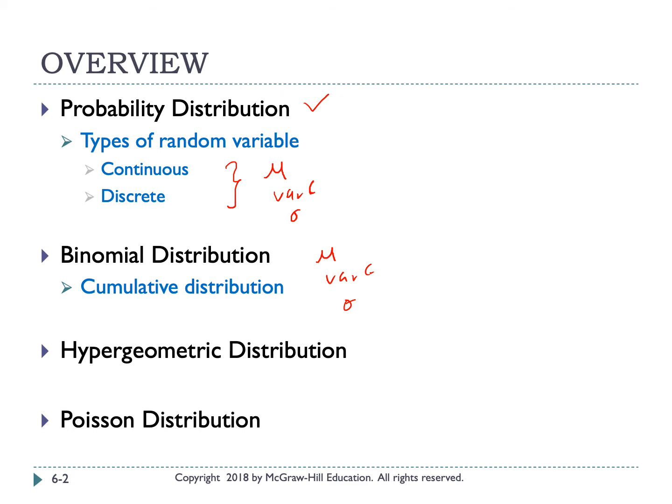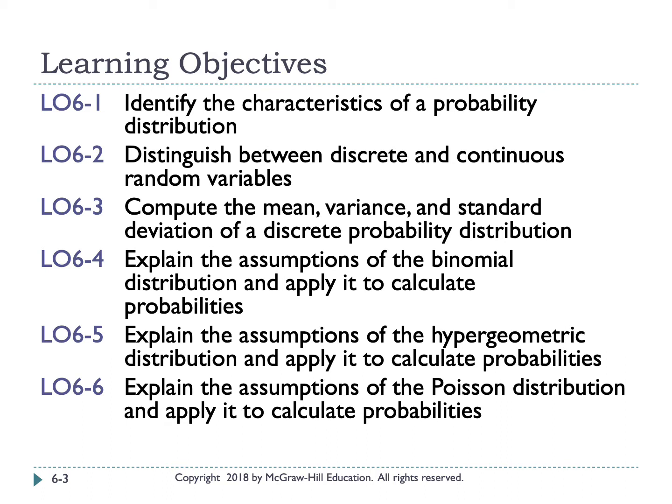Okay, at the end of this chapter you are expected to achieve these six learning objectives. The first one, you should be able to identify the characteristics of the probability distribution, specifically focusing on the discrete probability distribution. And you should also be able to distinguish between discrete and continuous random variable. Basically this is something familiar to you because we have covered this in the previous chapter, right? So this is very easy for everyone.